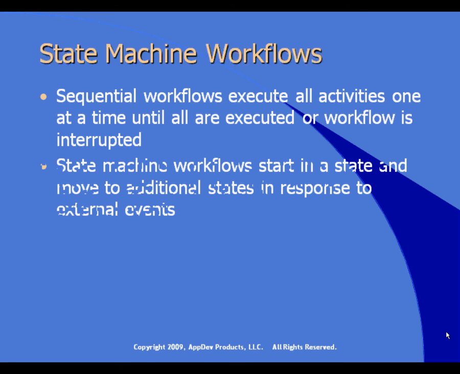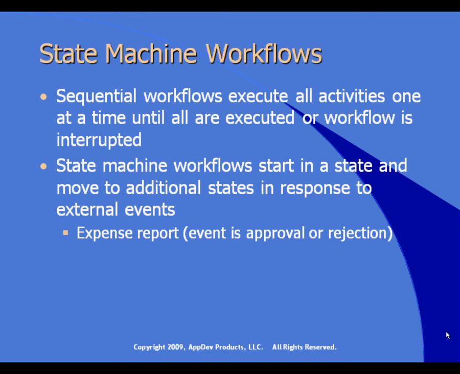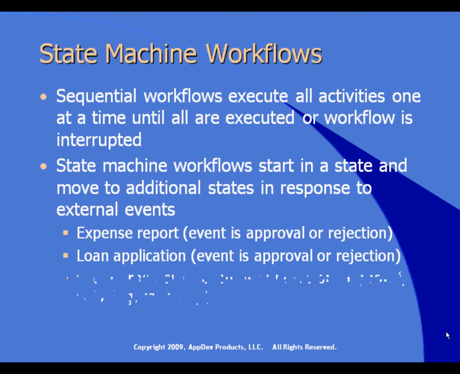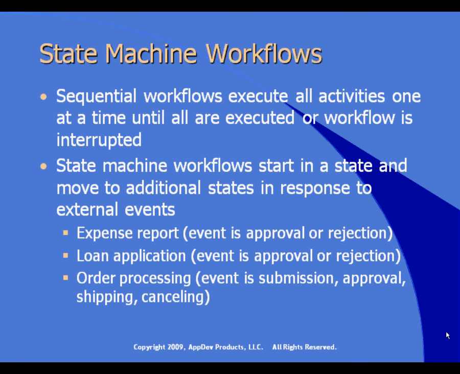A state machine workflow starts in a particular state and then moves to additional states in response to external events. That event could be that a file appeared in a directory, or typically it will be because a user took some action like clicking a button on a form. Good examples of state machine workflows are expense reports, loan applications, order processing, anything where the workflow starts in a particular state and then you wait for something to happen.